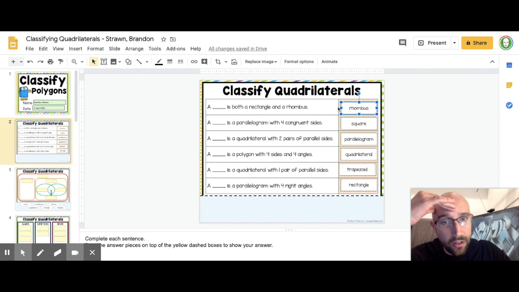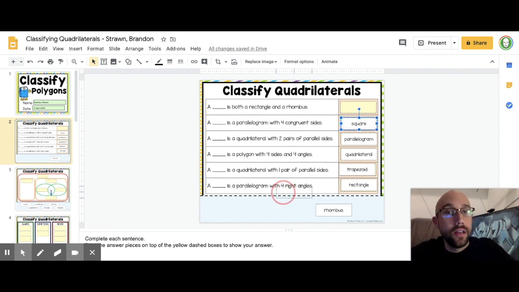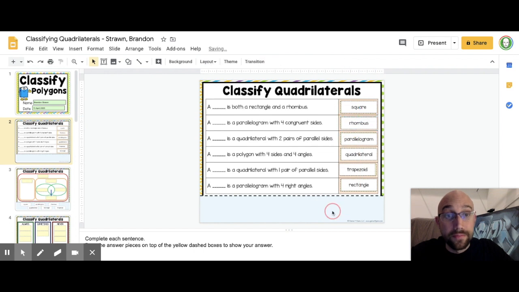So let's see. Is both a rectangle and a rhombus? Well, a rhombus is not a rectangle, so that doesn't make any sense. So let's see if we can find where I made the mistake. A blank is a parallelogram with 4 congruent sides, a square. I mean, a square does have 4 congruent sides. However, does it say anything about the angles? It does not. So I'm going to move it down there. A square is both a rectangle and a rhombus because it has 4 right angles and 4 congruent sides. Therefore, rhombus actually has to go there. Now we finish that one up.